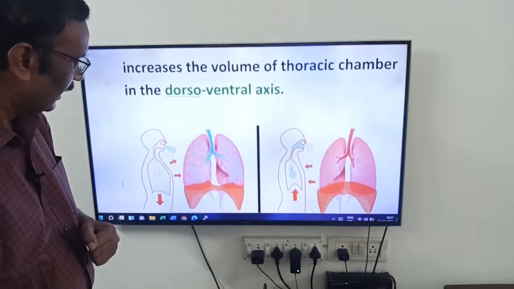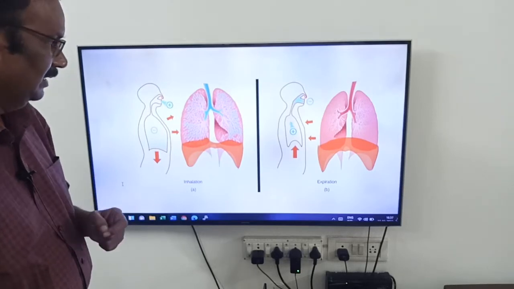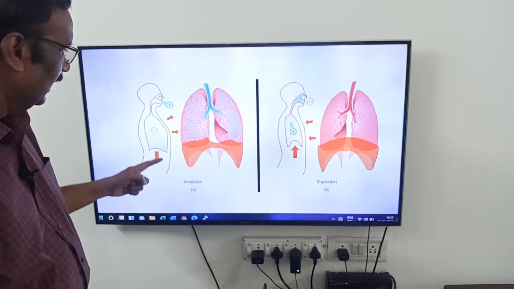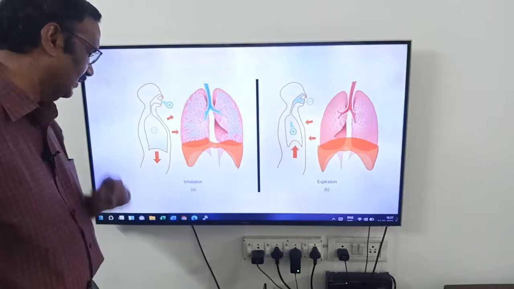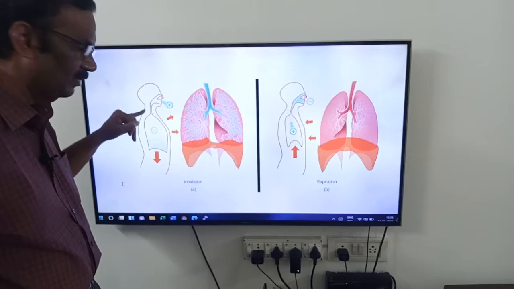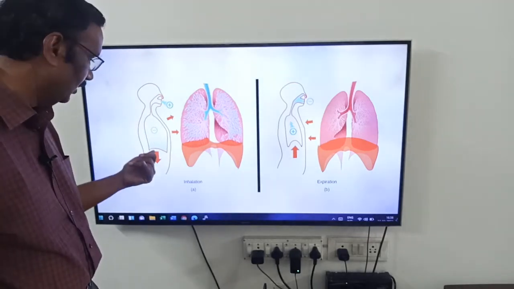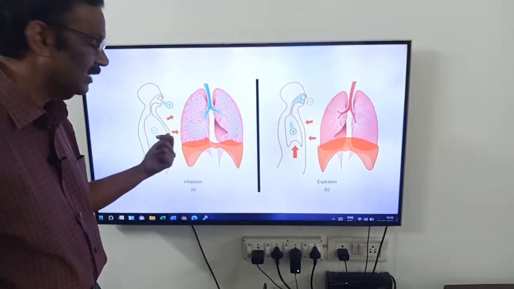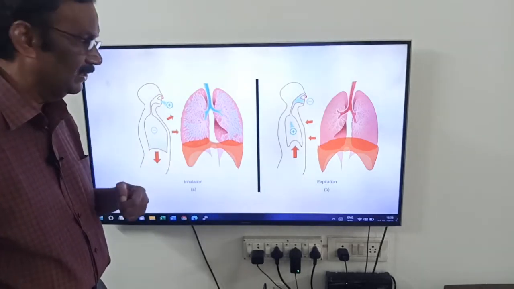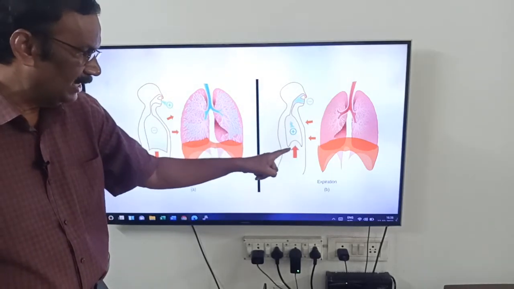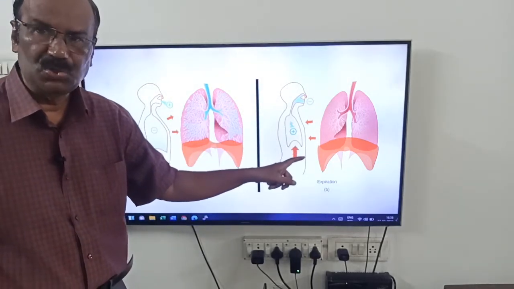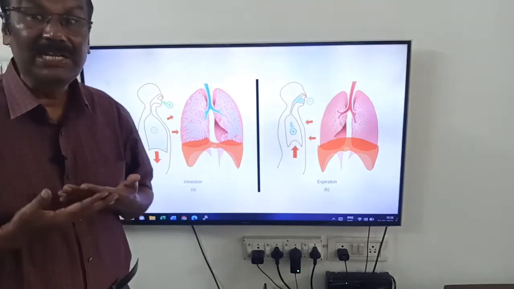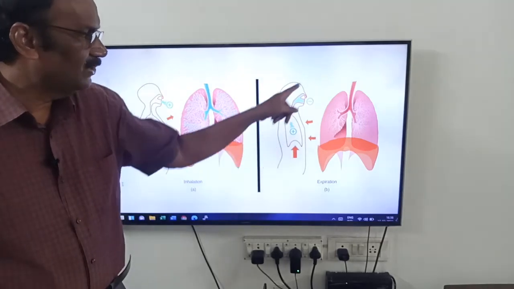See, friends, here you see this is inhalation. Inhalation means air enters into the lungs. Here the lung volume or the thoracic volume increases due to contraction of the diaphragm and contraction of the external intercostal muscles. This is expiration. Here the diaphragm is getting its original dome shape, so the volume of the thoracic cavity is decreasing, so the air is going out.